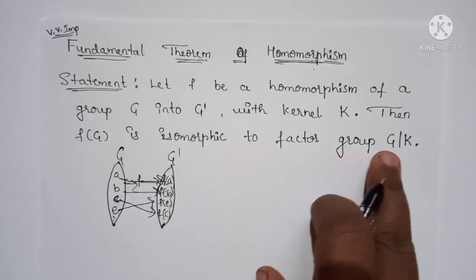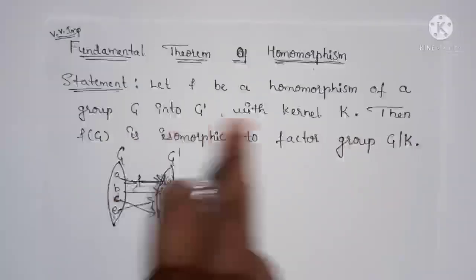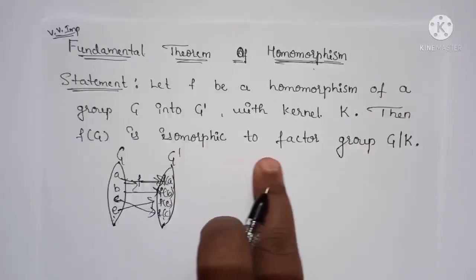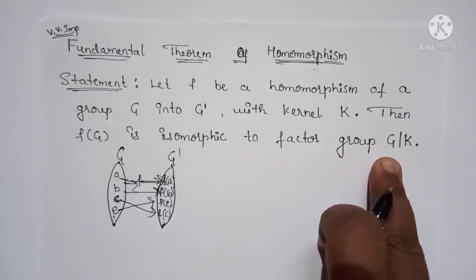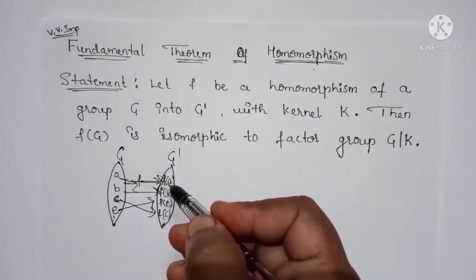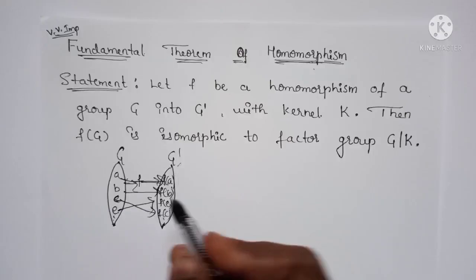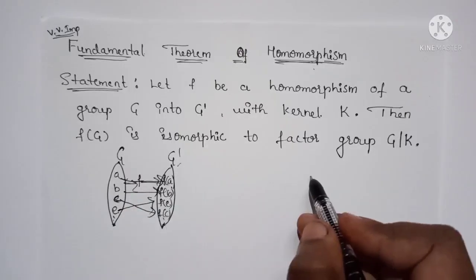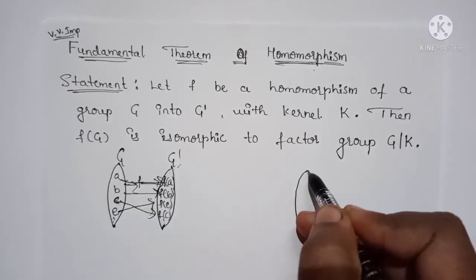we have to show that f(G), this one, is isomorphic to the factor group G by K. f(G) means it is a collection of all the images, that means a subset of G'. So we have to prove that a mapping from G by K.